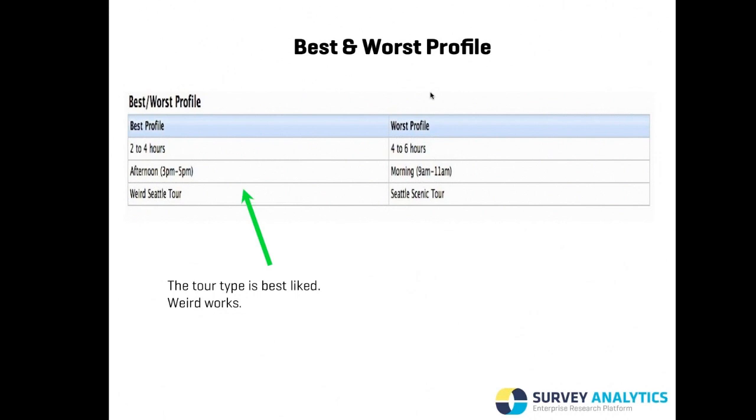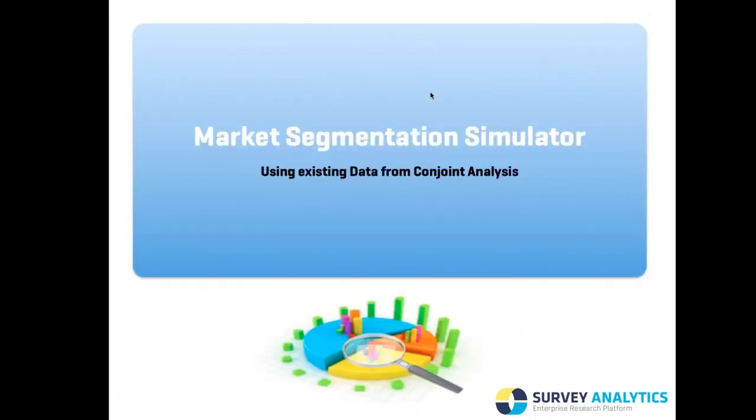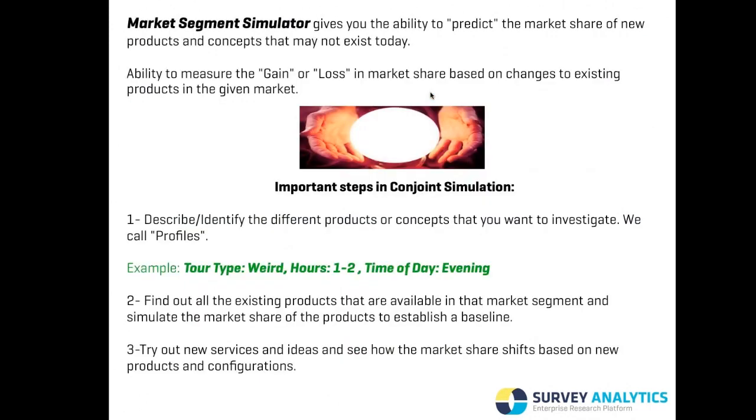So we have that set up for you, and you can use these as a benchmark to help you run the market segment simulator as well. That's our next topic on the list, the market segment simulator. It's probably my favorite tool that we offer with the conjoint, and it gives you the ability to measure the market share of products and features that are non-existent today. It also allows you to measure the gain and loss of market share based on changes in the market, without having to actually create these products or services and see how they really do.